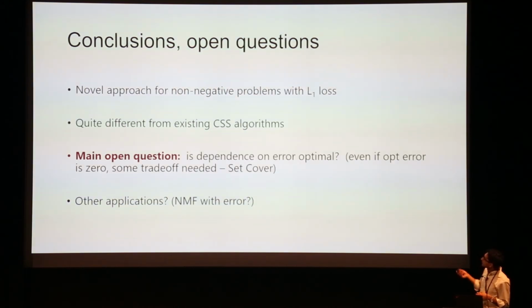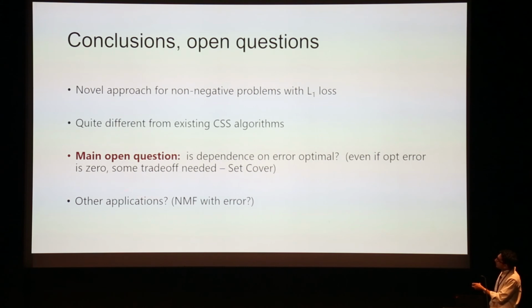So I wanted to just end with a few conclusions. What I presented is, I think, a somewhat novel approach for doing non-negative problems with L1 error. Also, the algorithm for column selection is quite different from typical algorithms for column selection. Usually for L2 and so on, people use quite different things, like looking at the determinants of the columns or sampling. So this is quite different from those kind of algorithms.